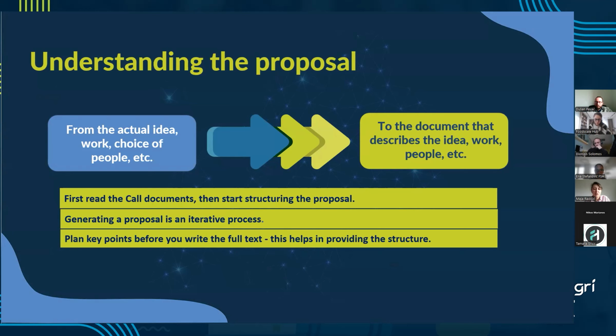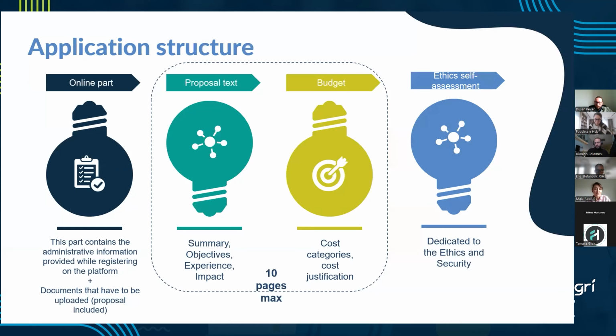So first read the documents, then structure the proposal. It's an iterative process, so you might need some time and several iterations of the proposal in order to reach a document that you are satisfied with and that you feel is a winning one. So, the application structure: I already showed you this slide, but it's good to show it again.